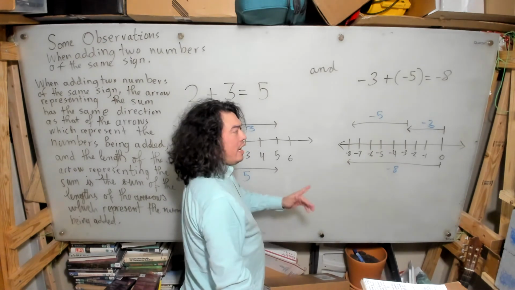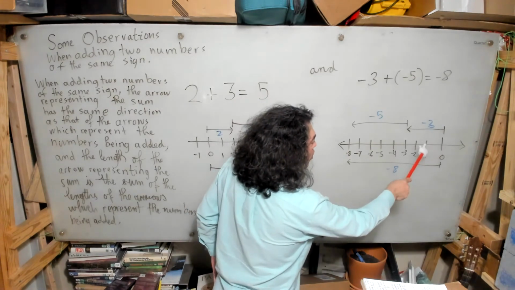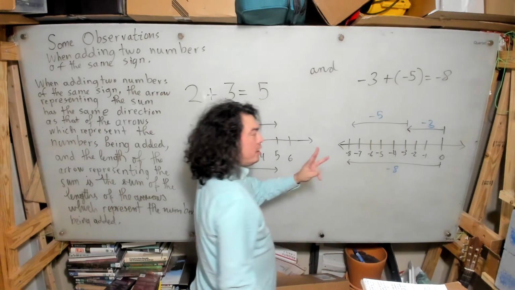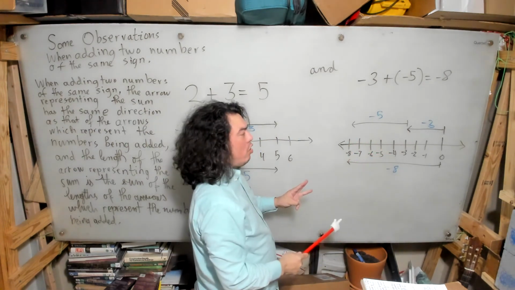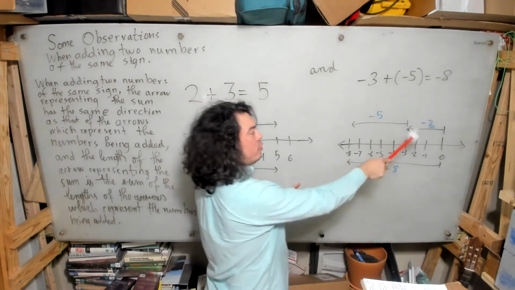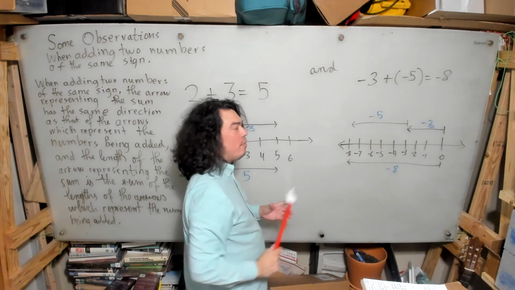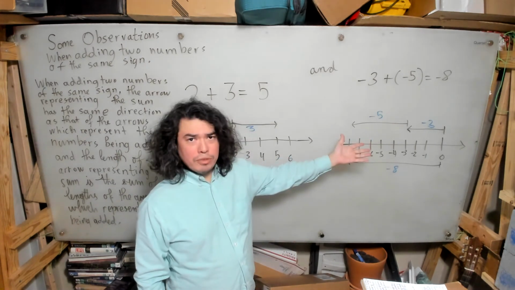And what is the length of the arrows representing the two numbers being added? Well, let's look at that together. 1, 2, 3. Aha! The length of the arrow representing -3 is 3. The length of the arrow representing -5, which you can count out also, will be 5. What is 3 plus 5? That's 8. So the length of the arrow representing the sum is the sum of the lengths of the arrows representing the two numbers being added.